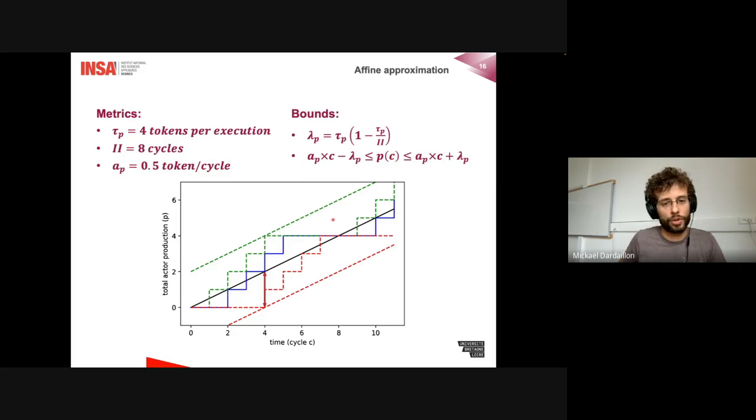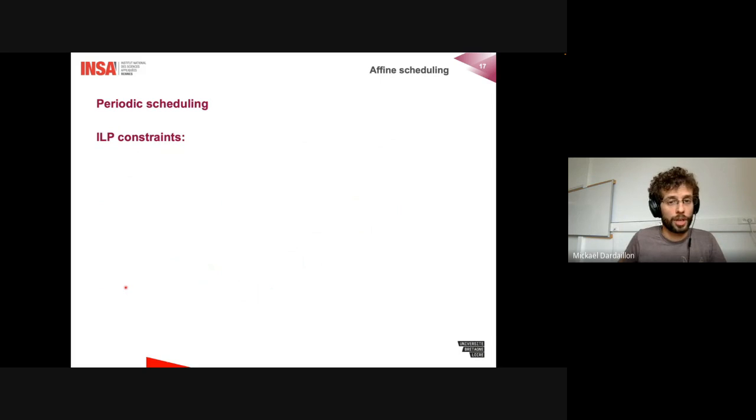Based on those constraints that we can compute for each FIFO of each actor, we're going to define an affine scheduling, a periodic scheduling, based on several ILP constraints. I'm not going to go into details on all of them.